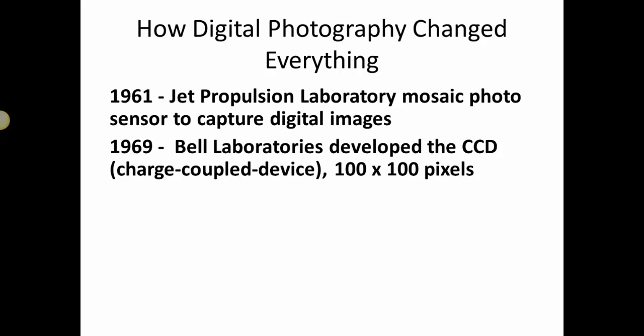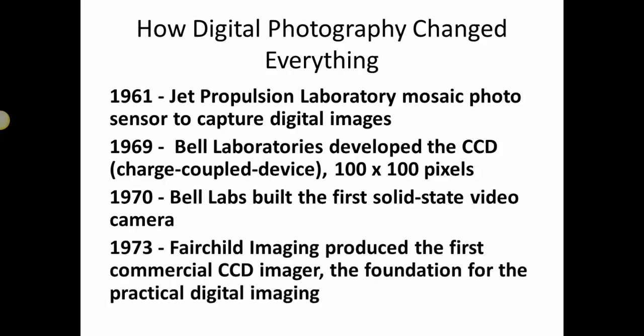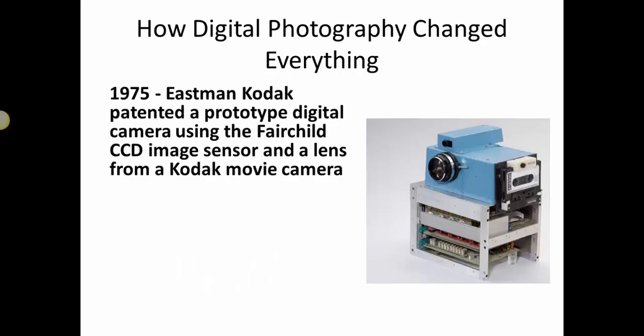First efforts were pretty crude, very small. By 1970, there was actually a video camera that was functioning as a digital video camera. They actually came up with a CCD device that could be sold and then used in other cameras. So by 1973, the CCD was available for other manufacturers to use. So one of the manufacturers is Kodak. And remember, George Eastman started Kodak in 1900 with his Brownie camera.